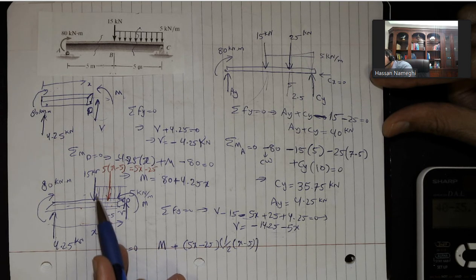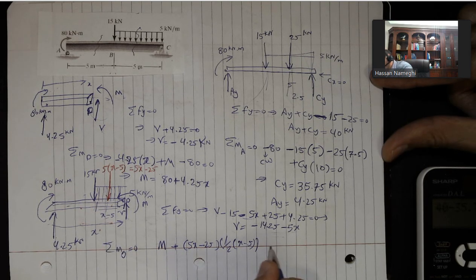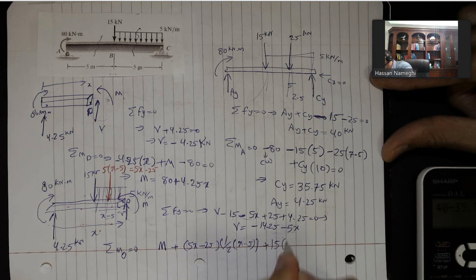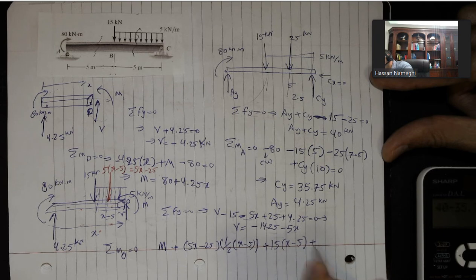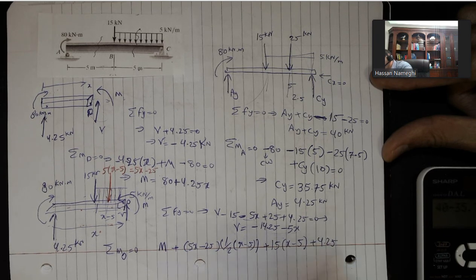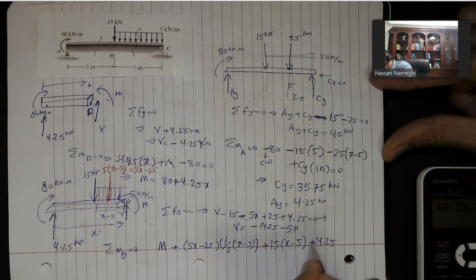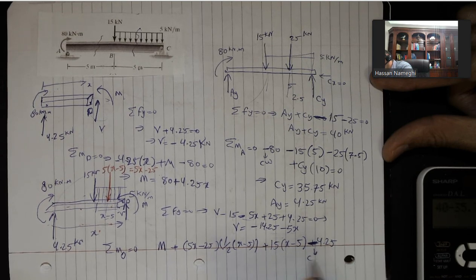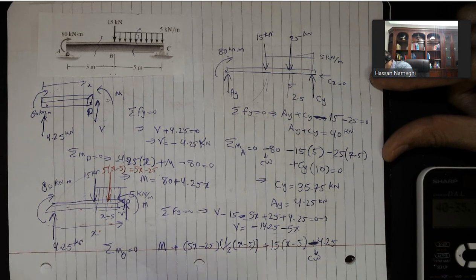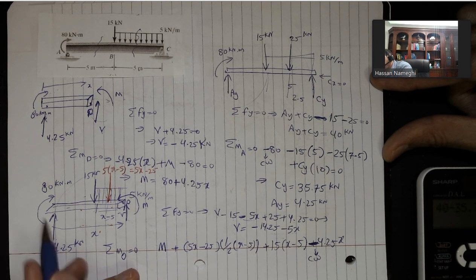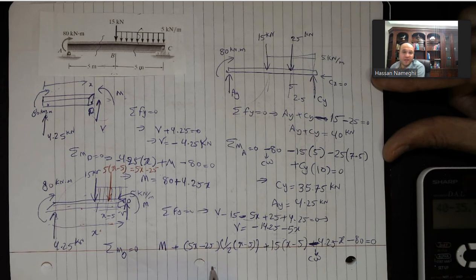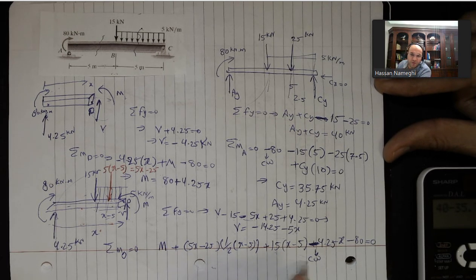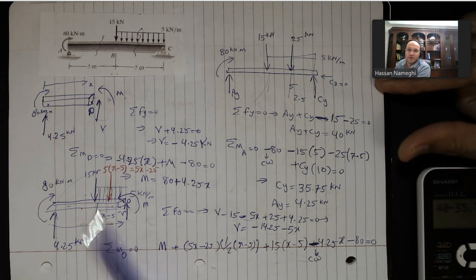The next one, I have the 15. So 15 plus 15 into x minus 5, and then plus 4.25. The 4.25 is going negative, so this will be a minus because that's a clockwise moment. The distance for that is simply x, and then the 80 is negative. Minus 80 is equal to 0. So I'm going to get a little bit longer equation for this. I can simplify this equation and I can use it along with this to draw my diagrams.